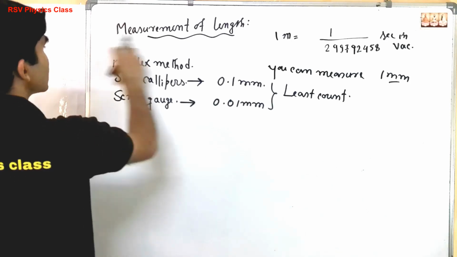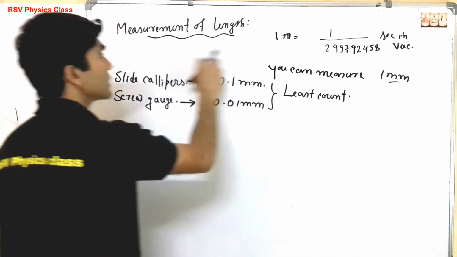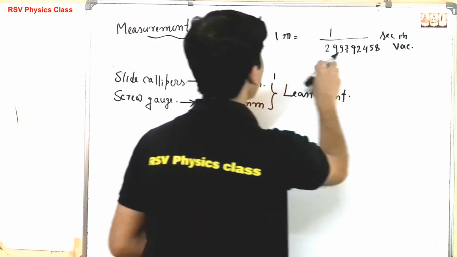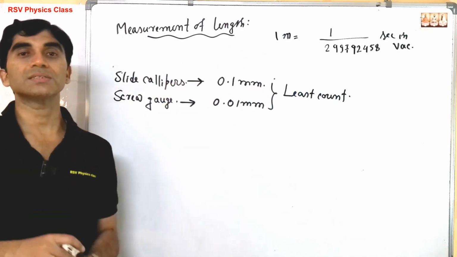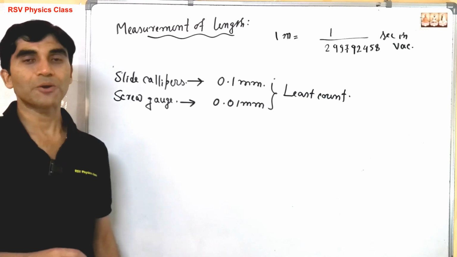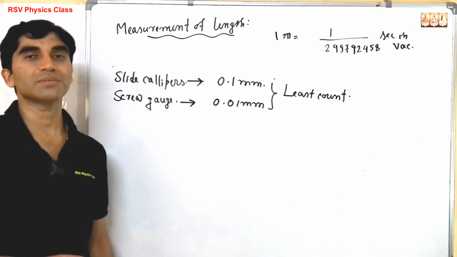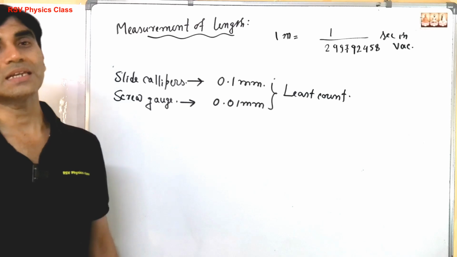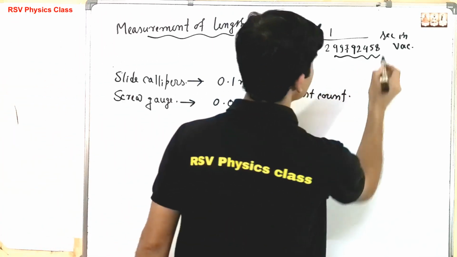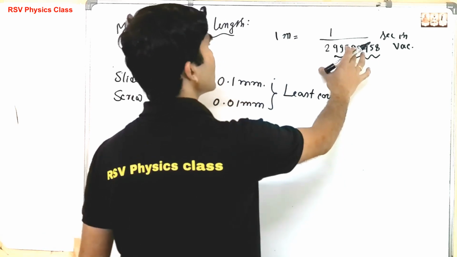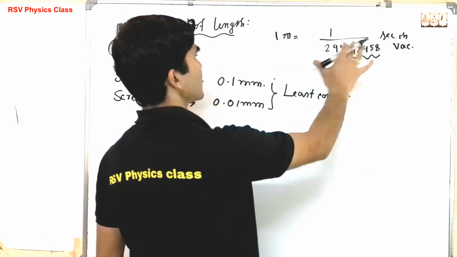Let's discuss with slide calipers. What is slide calipers? And another definition of 1 meter. Then I will explain. So you know, light travels in vacuum in 1 second near about 3 lakh kilometers. Means this one is a meter. So this meter is traveled in 1 second, right?